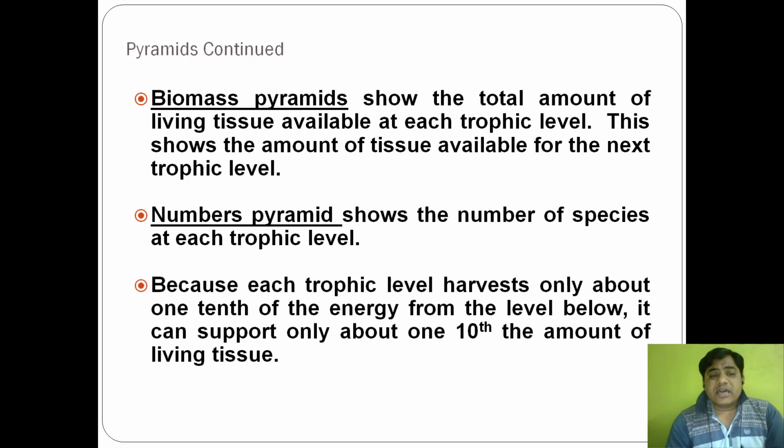Now see here, the biomass pyramid shows the total amount of living tissue available at each trophic level. How much living tissue is available is shown in the biomass pyramid, and this shows the amount of tissue available for the next trophic level. Then the pyramid of numbers shows the numbers of species at each trophic level. And because each trophic level harvests only about 1/10 of the energy from the level below, it can support only about 1/10 the amount of living tissue.